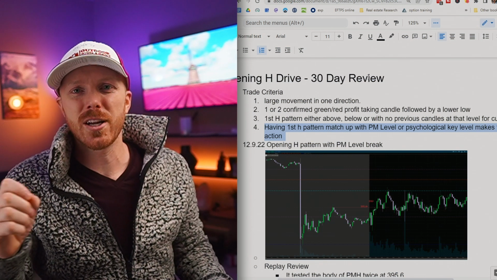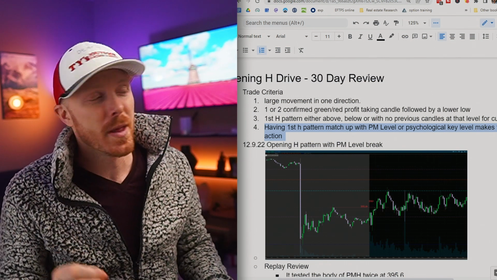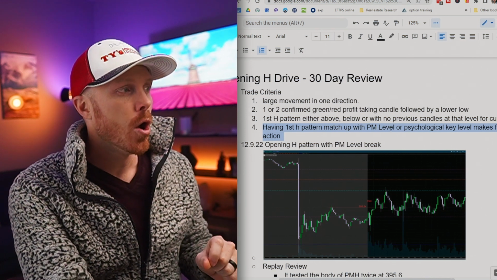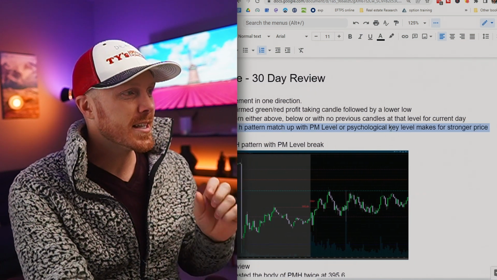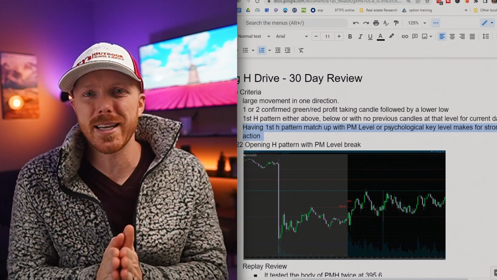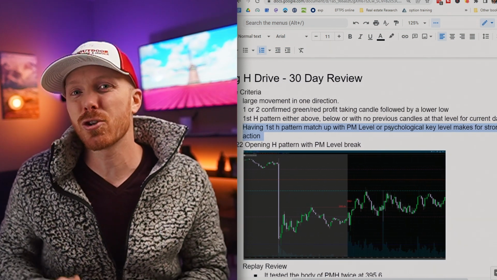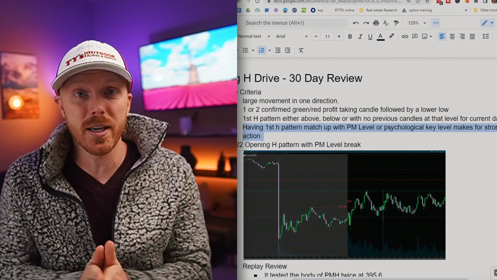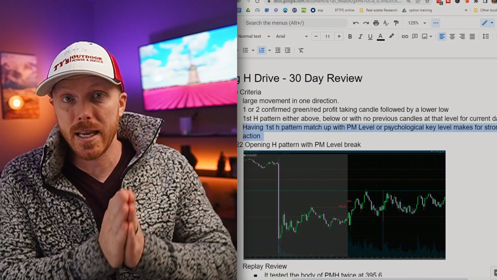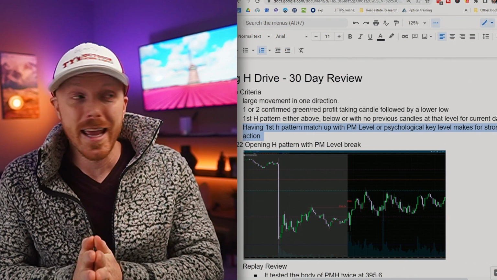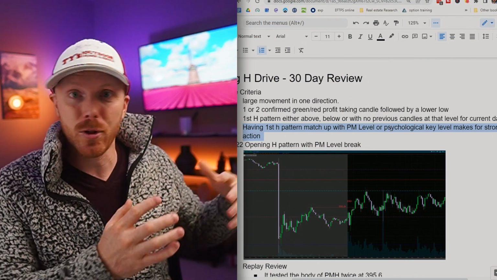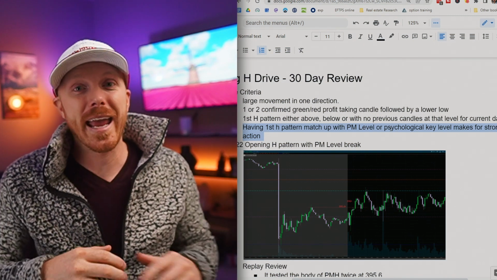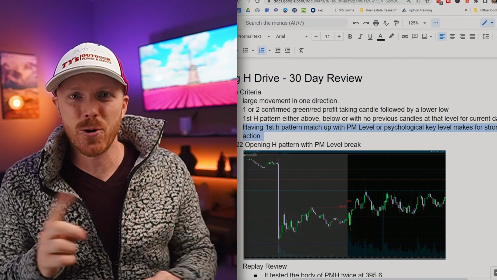Now, number 4 isn't a criteria, but it's a confirmation. If you're seeing the first H pattern match up with a pre-market level or a psychological key level, this makes for stronger price action. That means you could see a potential bigger move if it breaks that key level. This is a big deal because if you're seeing this pattern take place, the odds of profit, from what I've seen when I've looked at historical data, is very strong. So we're going to go back and look at historical data. Let's go ahead and check it out.